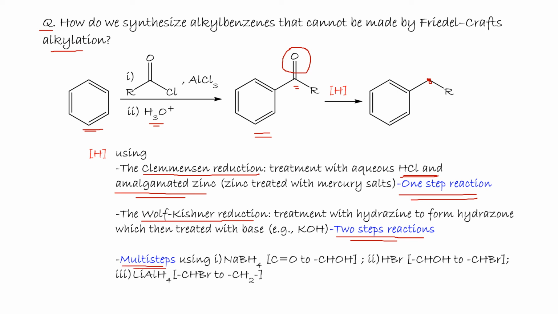Multi-step synthesis: first using sodium borohydride to transform the C=O carbonyl to alcohol, and then transform the alcohol with HBr to alkyl halide, the OH to Br with HBr. Then treat the alkyl halide with lithium aluminum hydride to exchange Br by one hydrogen. Okay, that's organic chemistry 1.